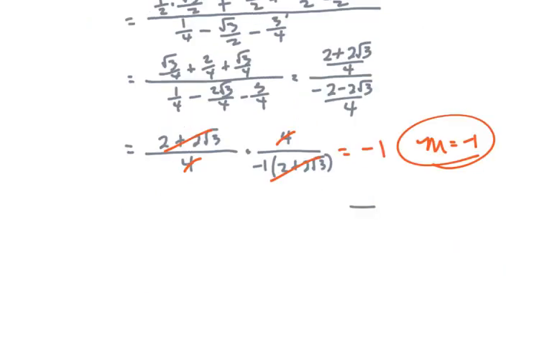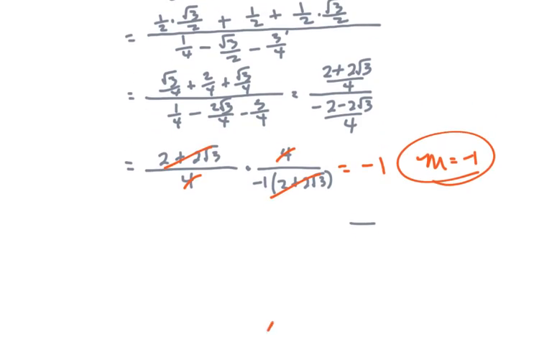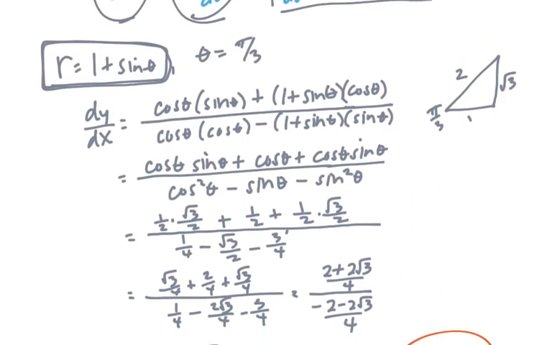The second part says find the slopes where the tangent line is horizontal or vertical. So for a horizontal tangent line, that means the derivative of y with respect to theta, the numerator, would be 0. So this is our horizontal. And then for our vertical, we would say that the derivative of x with respect to theta is 0. So let's look at least the top.